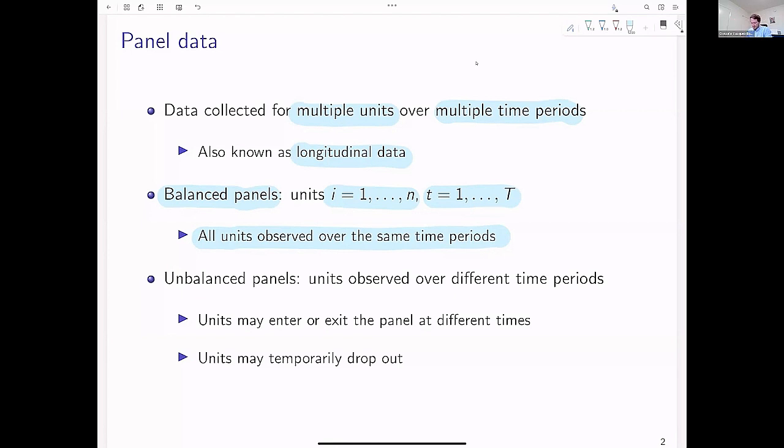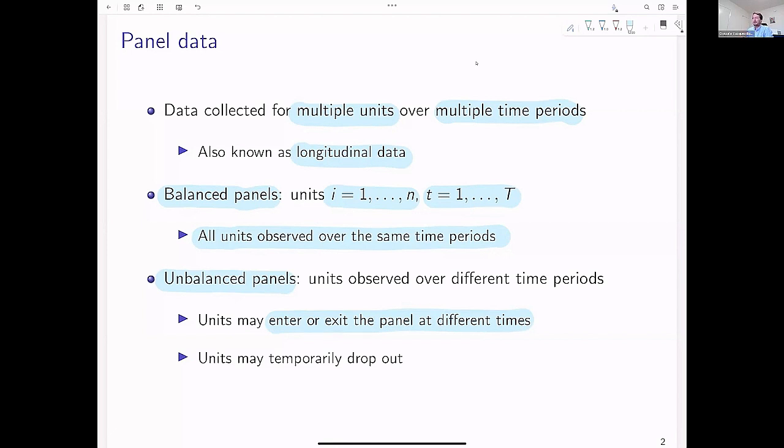In practice, in many cases, one has what we call an unbalanced panel. In an unbalanced panel, units are observed over different time periods. This could happen for a bunch of reasons. For example, maybe units enter or exit the panel at different times. And this could be either by design of the survey.